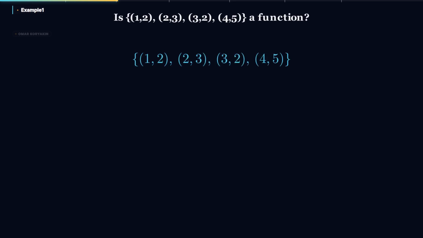Here is the first worked example. Determine whether the set of ordered pairs, the pair 1, 2, the pair 2, 3, the pair 3, 2, the pair 4, 5 represents a function. The check is to look for repeated input values across the 4 pairs. Step 1. List the inputs and check for repeats. The inputs are 1, 2, 3, and 4. All 4 are distinct. No input appears twice in the list, so the uniqueness condition for a function is satisfied.